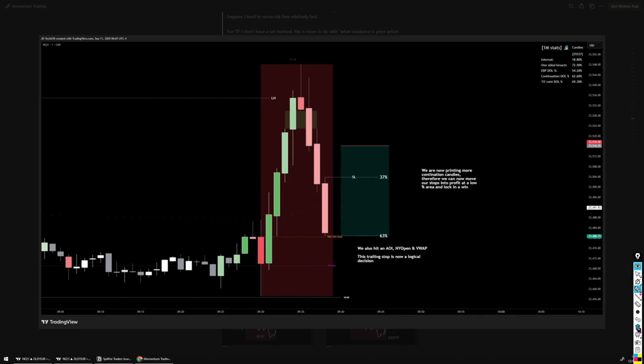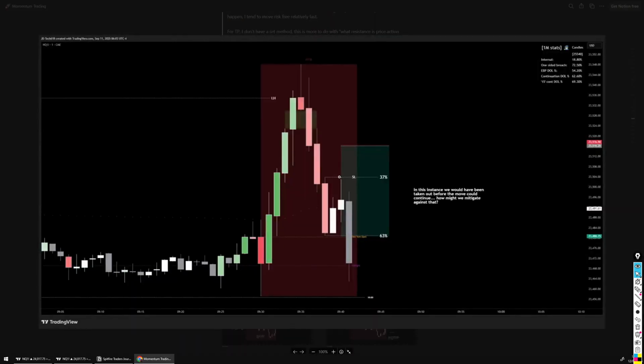But what I want to do is explore the possibilities of this style. So moving on, what if we were to move our stop here? What would have happened? Well, we would have got taken out at our stop. Cool, we made money. You could be more than happy with that, and most of the time, you will be happy with that. But in this instance, you would have been taken out before the move could continue.